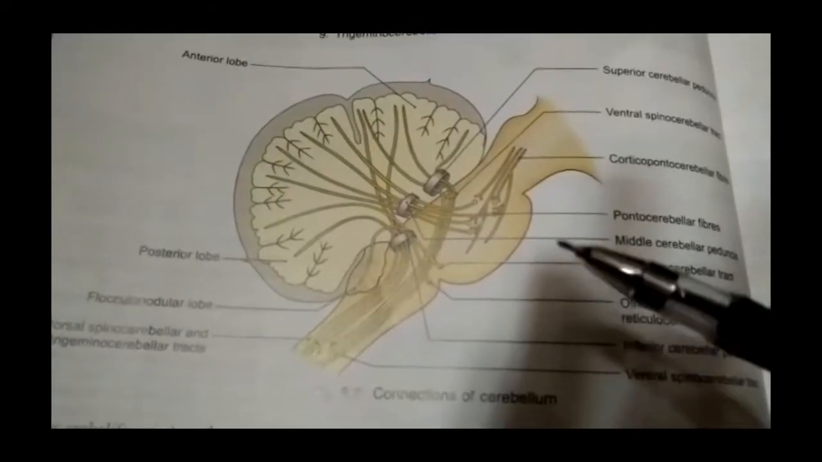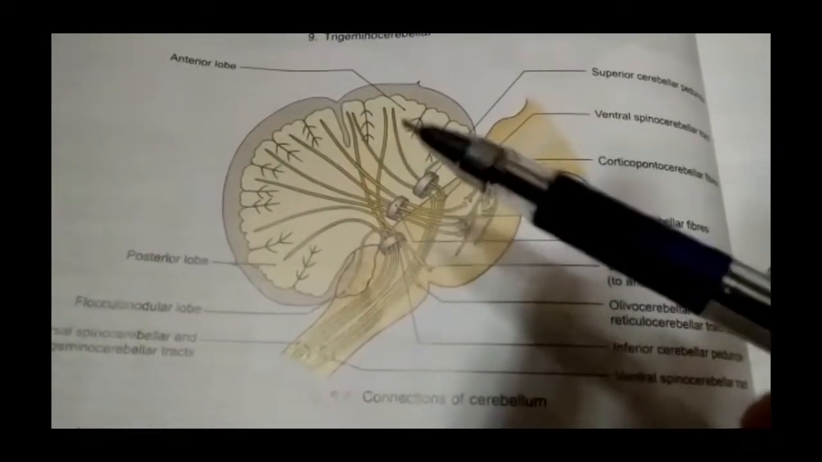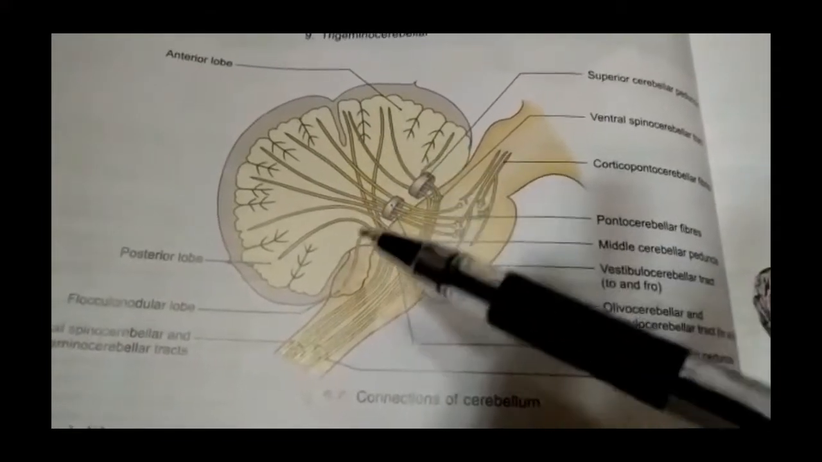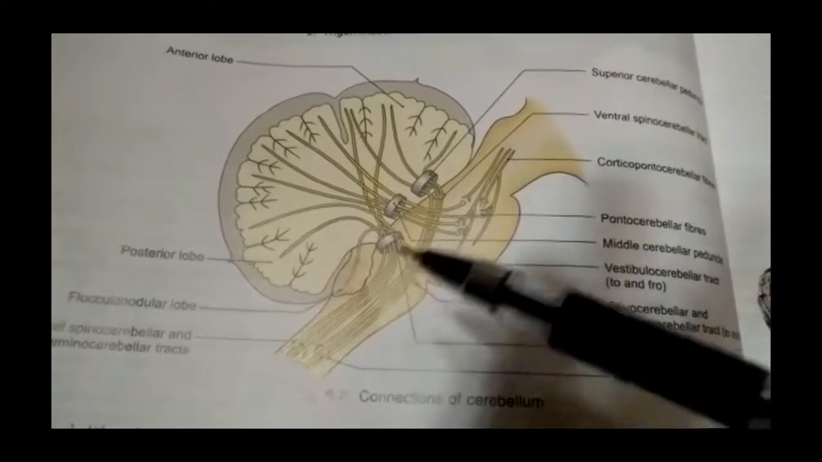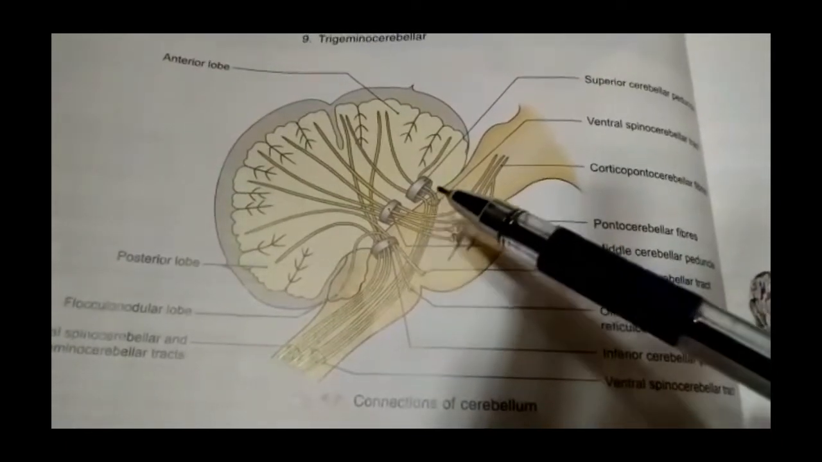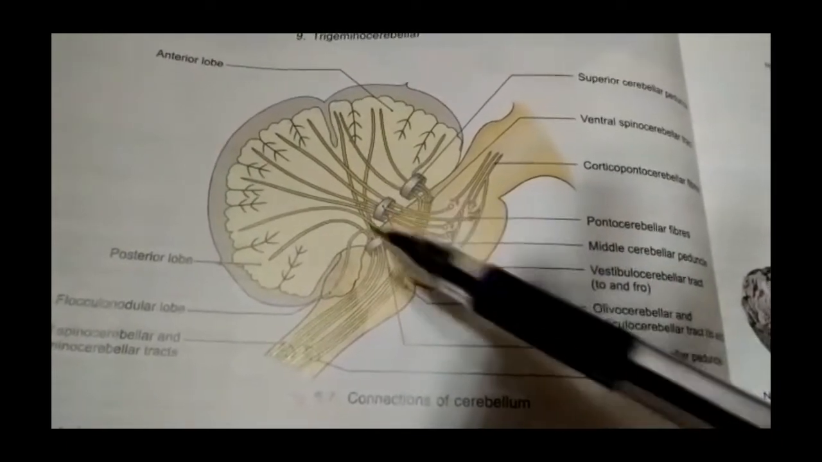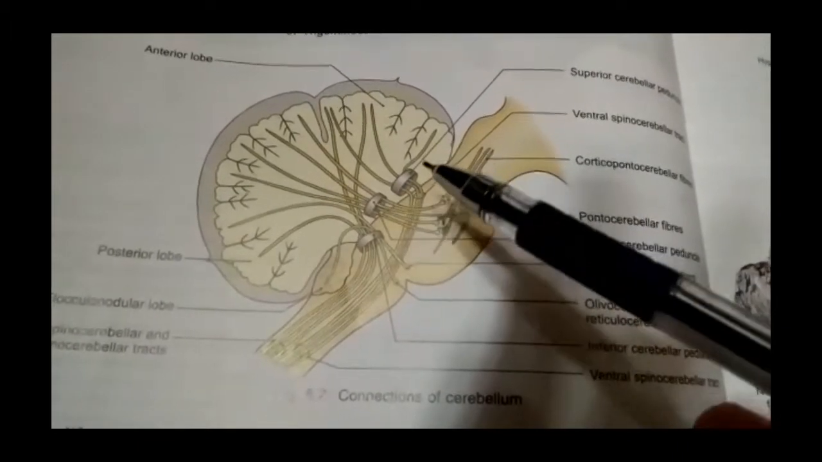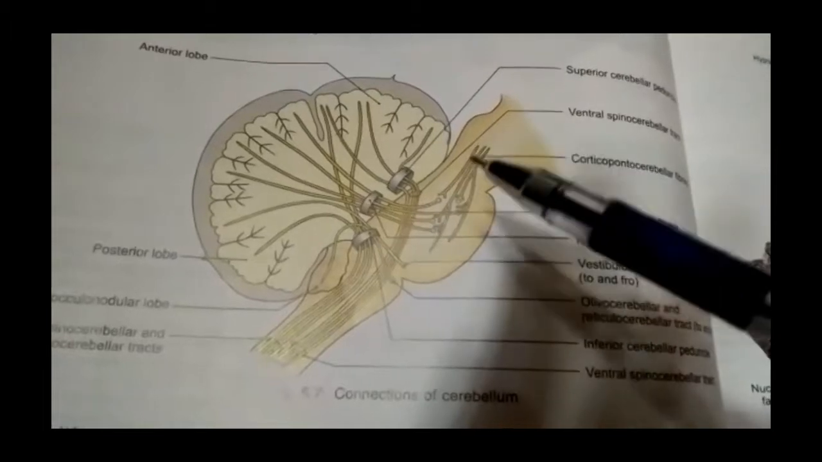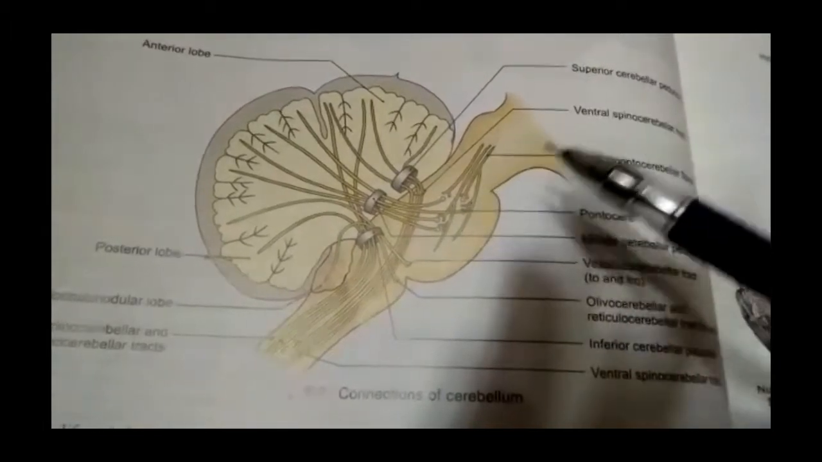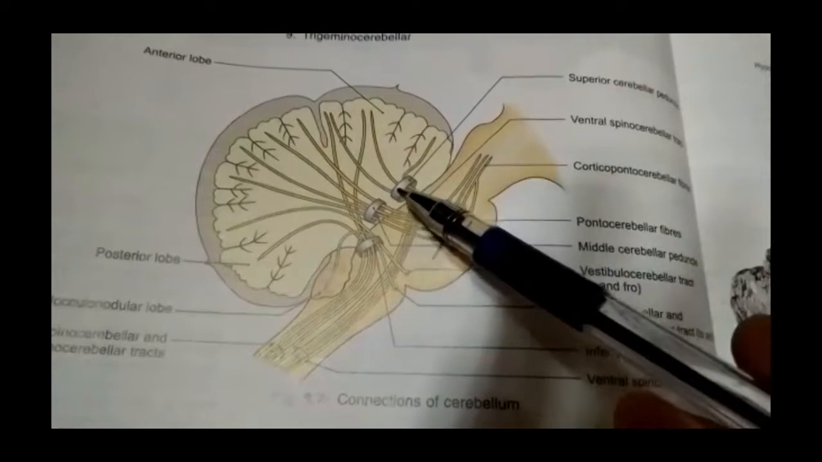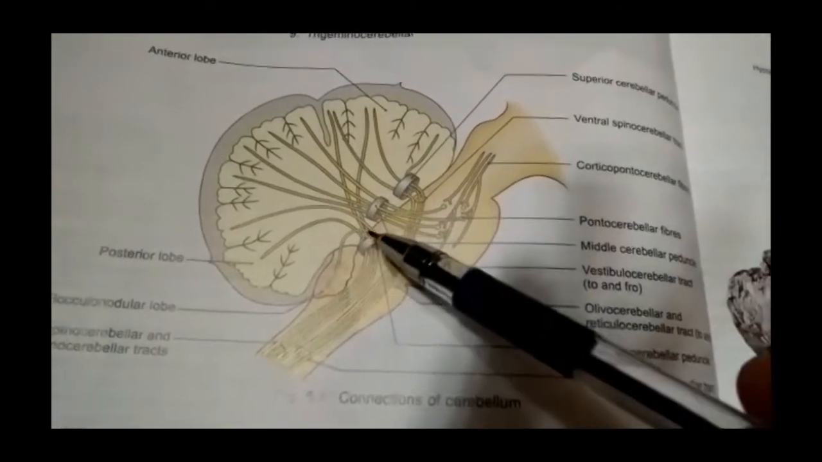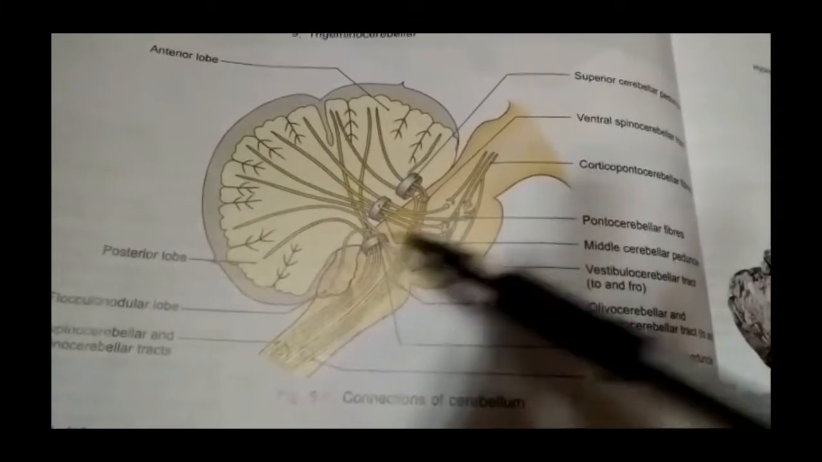So about the connections of the cerebellum, the fibers either entering into the cerebellum or leaving from the cerebellum are divided into 3 peduncles. So here is the superior cerebellar peduncle. These fibers either leave or enter the cerebellum, and these peduncles are connected to the medulla, pons and the midbrain. So here is the superior cerebellar peduncle, this is the middle cerebellar peduncle, and here is the inferior cerebellar peduncle.